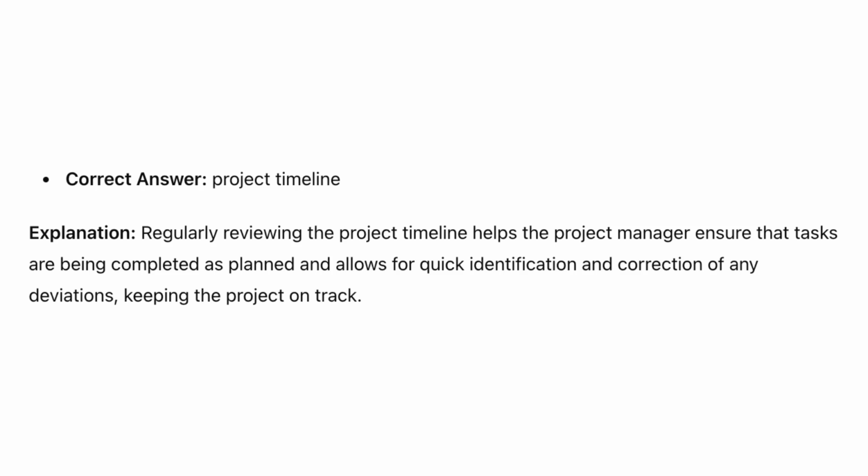Correct answer: project timeline. Explanation: regularly reviewing the project timeline helps the project manager ensure that tasks are being completed as planned and allows for quick identification and correction of any deviations, keeping the project on track.